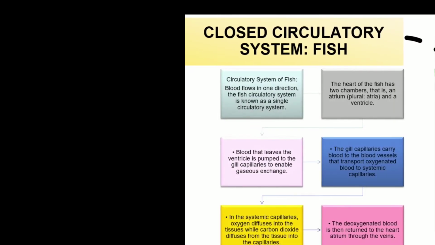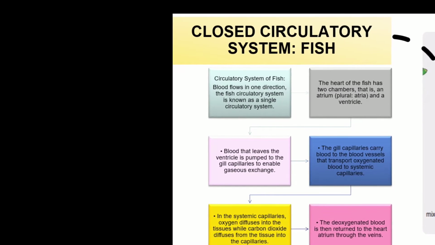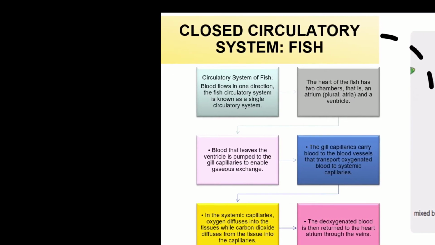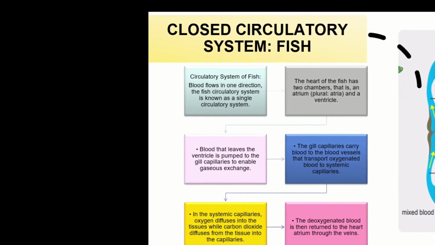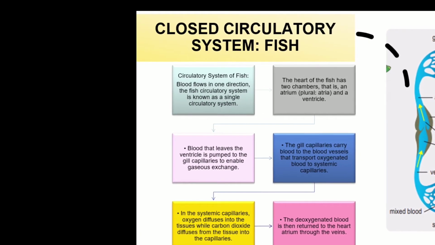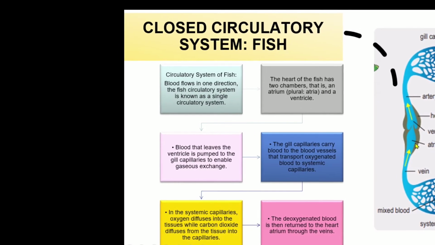Here is the closed circulatory system in fish. The blood flows in one direction in the fish circulatory system, so it is known as a single circulatory system. The heart of a fish consists of two chambers, the atrium and the ventricle. You can see here the structure of the ventricle and the atrium.